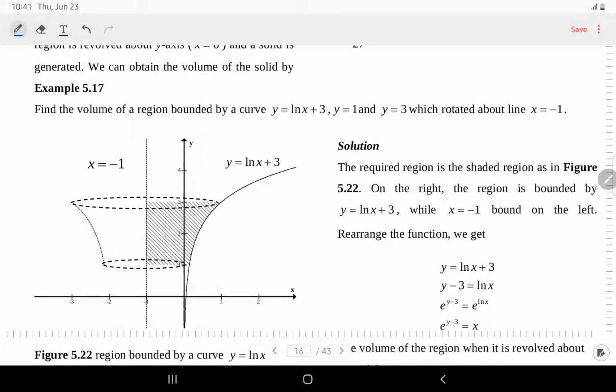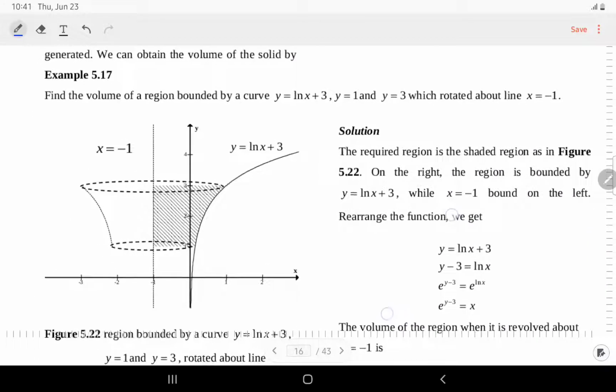Okay, example 5.17. Find the volume of a region bounded by this curve, and then y equal 1. Y equal 1 is right here. Y equal 3 is right here. And then rotated about line x equals negative 1. X equal negative 1 kat sini lah dia adalah vertical line.